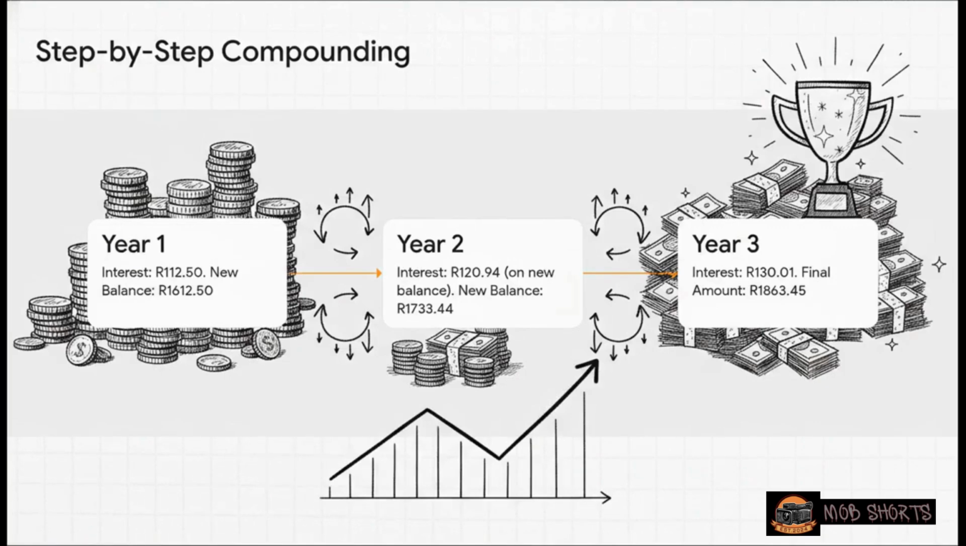Okay, here we go. The most crucial part of this whole thing is that for each new year, you calculate the interest on the new balance. See that? For year 2, we don't go back to the original R1500. Nope. We use the new, bigger balance of R1612.50. The closing balance of 1 year becomes the opening balance for the next. You just keep repeating that process until you're done.